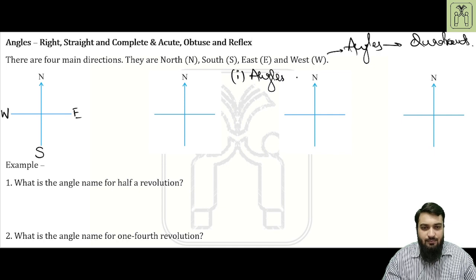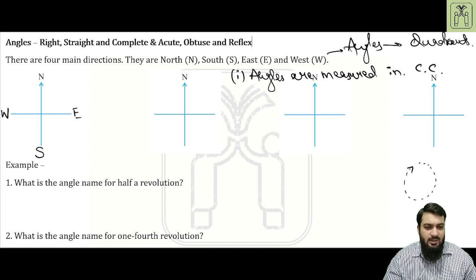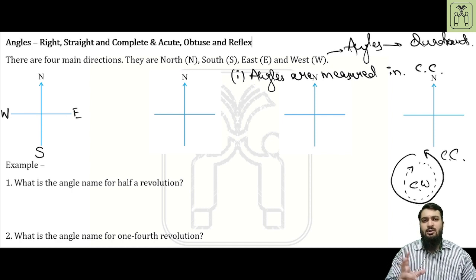Now, first of all, the first thing to be mentioned is that angles are measured in the counterclockwise direction. Clockwise is the direction in which the clock revolves. Counterclockwise is the opposite of the direction in which the clock revolves. This is clockwise and this is counterclockwise. Write it down in a box so that you can remember it later, so that you do not have any sort of confusion.